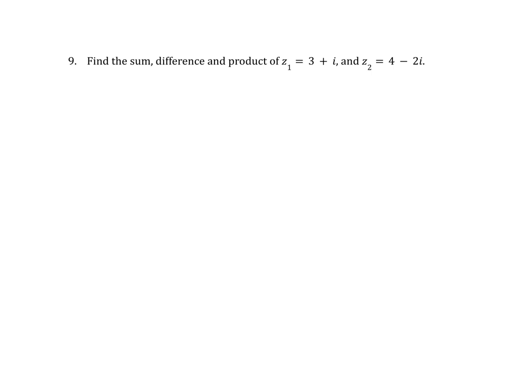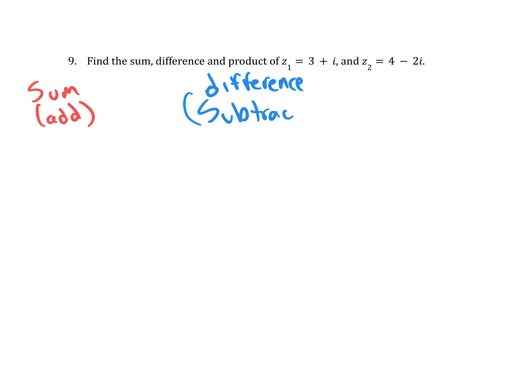Okay, so for this question, we're going to do the sum, which means we're going to add. We're going to do the product. Oh, sorry, difference. I skipped the difference. We're going to do the difference, which means we're going to subtract. And then the product, which means we're going to multiply these two complex numbers.